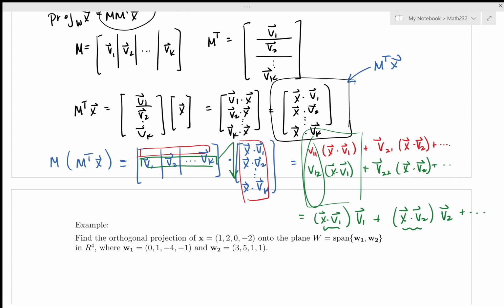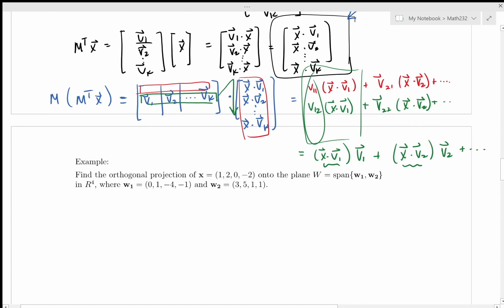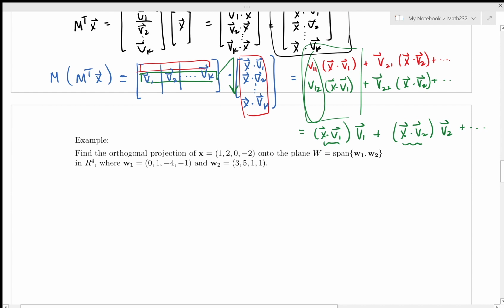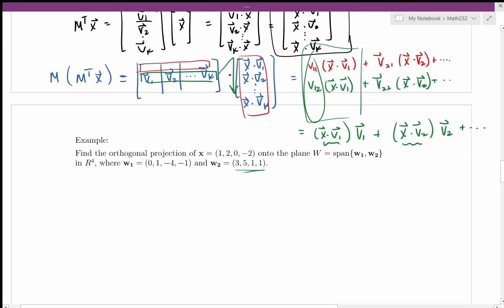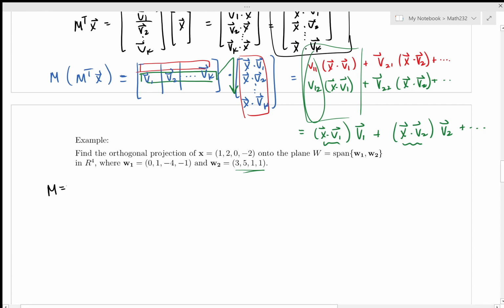Okay, I'm going to do an example here. We want to find the orthogonal projection of some vector x, there it is, onto a plane that is spanned by two other vectors. Right away, I'm looking at it. As you can see, it's not orthonormal right away because there's no way the length of this is 1. So the first thing I am going to do is put these spanning vectors into matrix M as columns. That's going to be 0, 1, minus 4, minus 1, 3, 5, 1, 1.